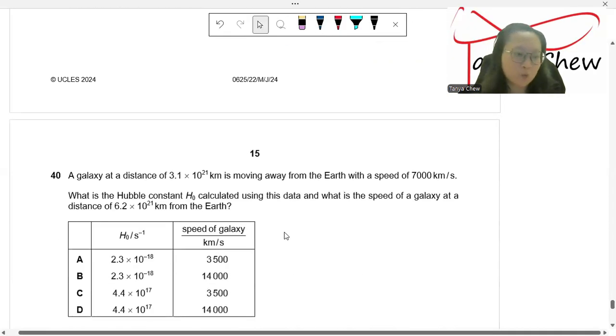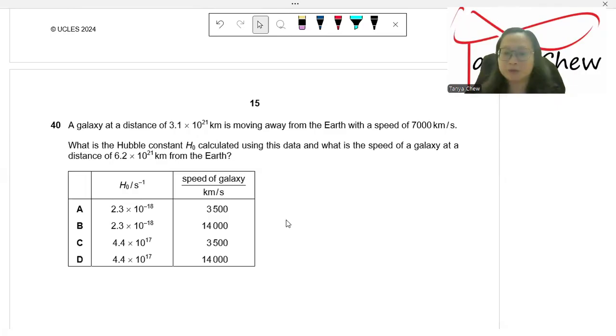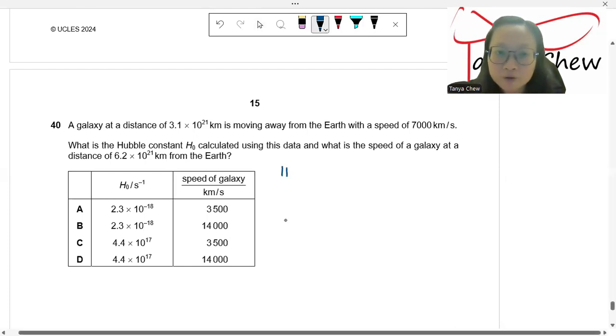Question number 40, which is our last question here. A galaxy at a distance of 3.1 times 10 to the power 21 kilometer is moving away from the Earth with a speed of 7,000 kilometers per second. What is the Hubble constant, H naught, calculated using this data? And what is the speed of a galaxy at a distance of 6.2 times 10 to the power 21 kilometer from the Earth? So now we calculate the Hubble constant first.